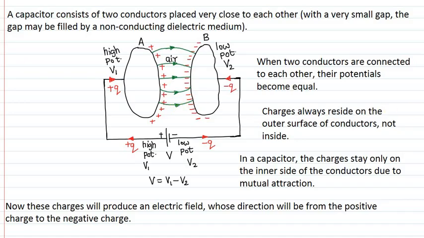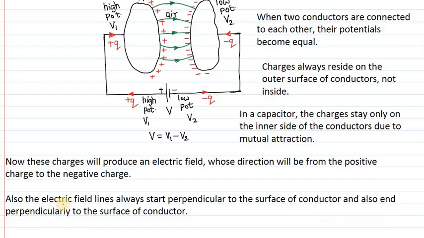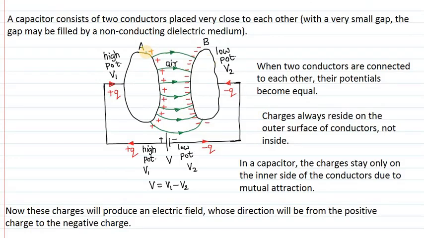Let's read here the concept. Also, the electric field lines always start perpendicular to the surface of the conductor and also end perpendicularly to the surface of the conductor. So from the positive charge they start perpendicular and on the negative charge they end perpendicular. In this manner we can see that this electric field is actually a non-uniform electric field. These electric field lines are not parallel because the shape of the conductor is not uniform, that's why. So this is the electric field E generated between the two conductors.